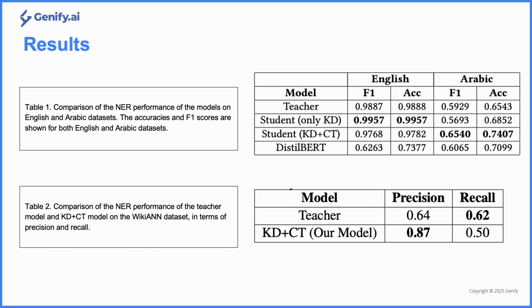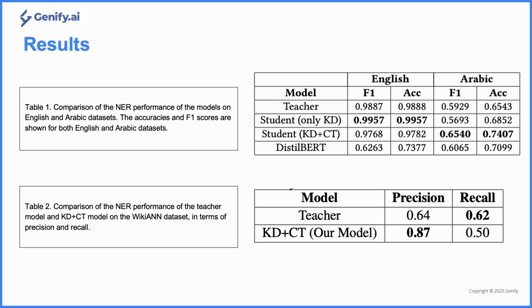Now let's discuss the results of our experiments. In table 1 for the English dataset, our model achieved an F-score of 0.9768 and accuracy of 0.9782. Although the teacher and student models exhibited higher F1 scores, our model's competitive performance is noteworthy, especially given its smaller size compared to the teacher model. On the Arabic dataset, our model significantly outperformed the teacher and student models, achieving an F1 score of 0.6540 and an accuracy of 0.7407. Furthermore, our model performed better than the naive benchmark model with an F1 score of 0.6065.